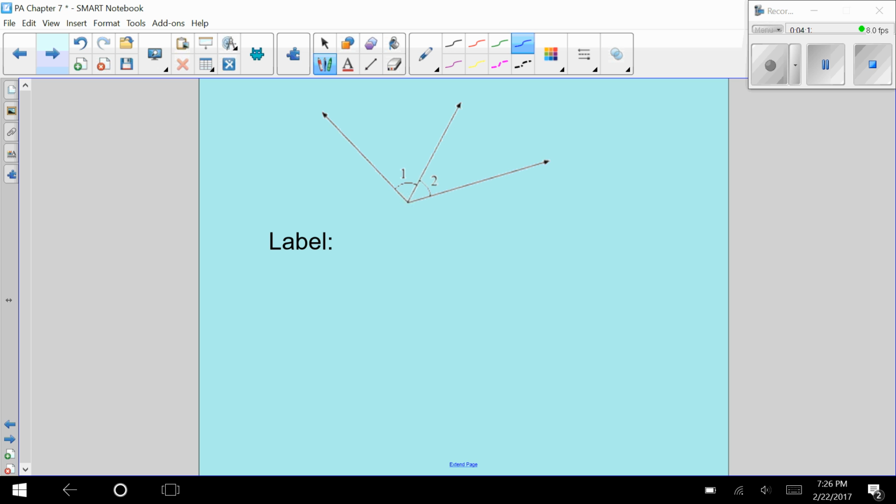These two angles are right next to each other. They do not overlap, but they share a side and the vertex. So they are adjacent angles.